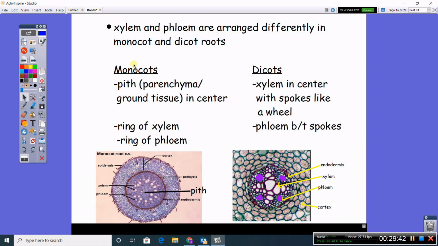So let's take a look at our picture. Monocots are going to have a pith in the center of the root, and that is just made up of parenchyma, which is ground tissue, parenchyma cells, which make up ground tissue.